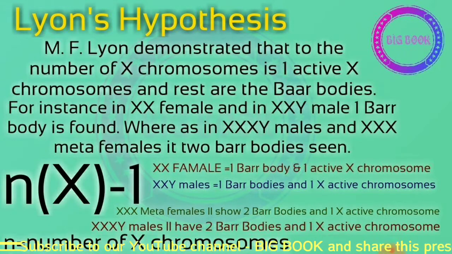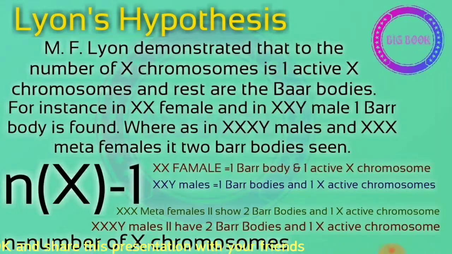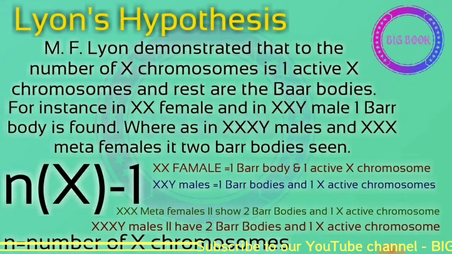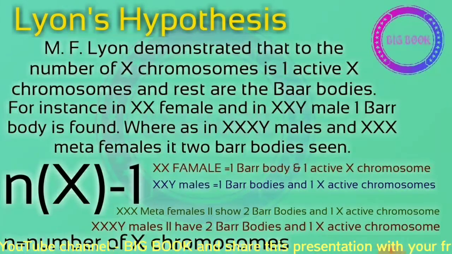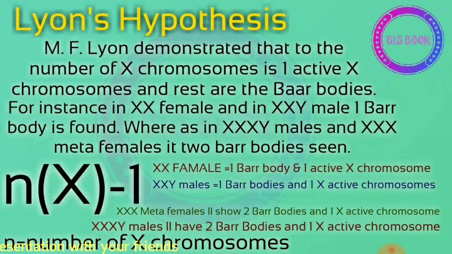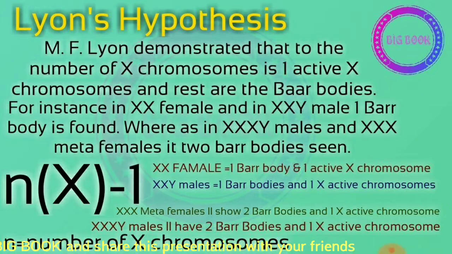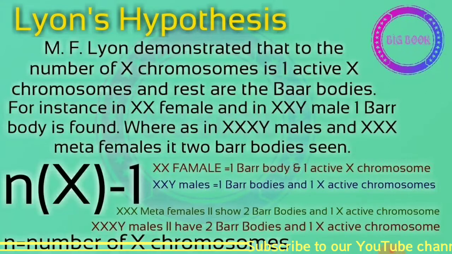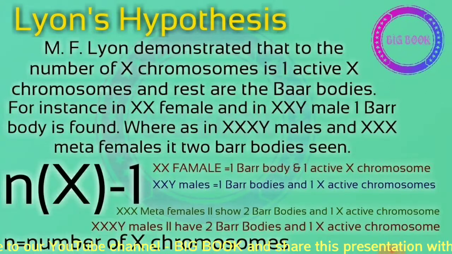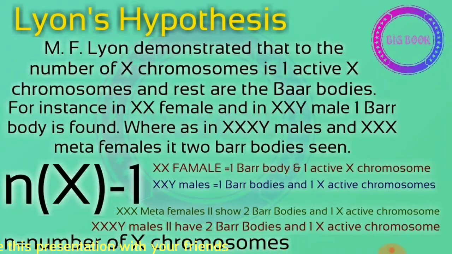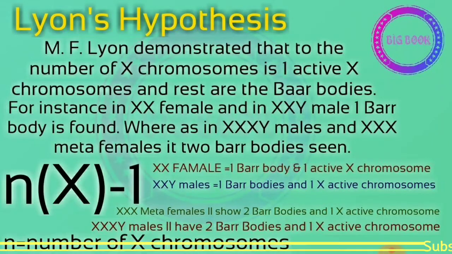In the same manner, if you consider XXXY, it is also a male. Here there will be one active X chromosome, and the other two will become inactive X chromosomes. And if you consider XXX females, those are also called meta females. In this also, 2 X chromosomes are going to form the inactive X chromosomes and one is going to be the active X chromosome. Whatever number of inactive X chromosomes are present in the cells, those are called Barr bodies.